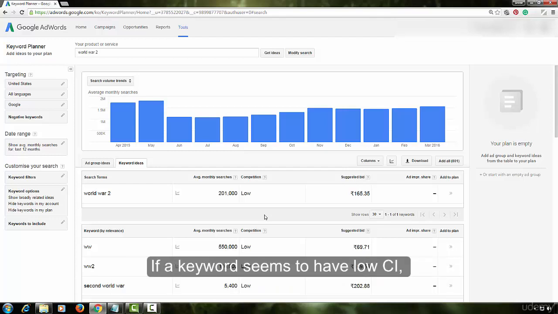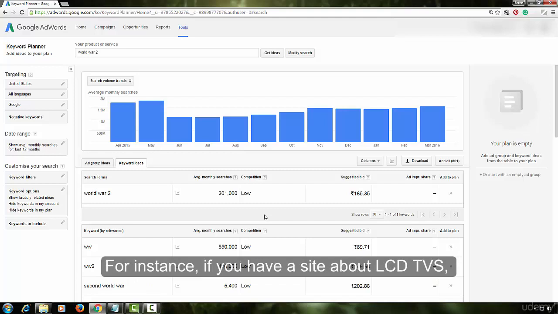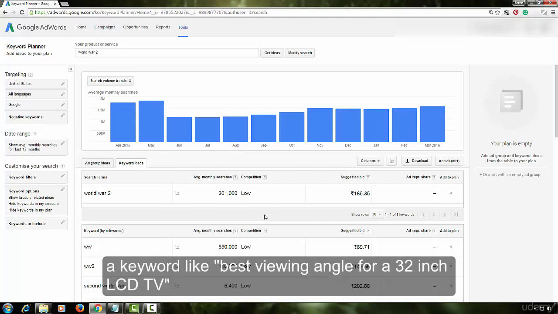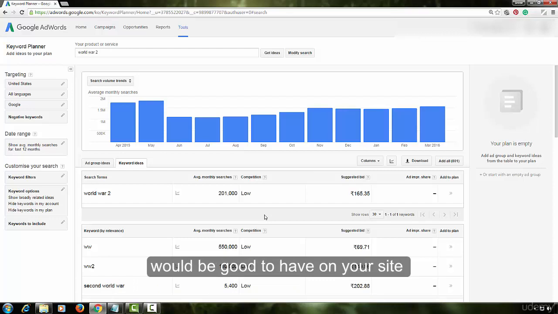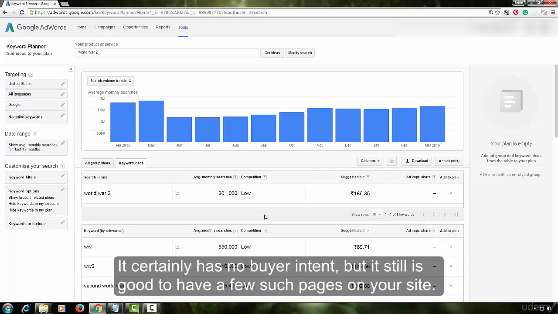If a keyword seems to have low CI, it certainly does not mean you should not have a page built around it on your site. For instance, if you have a site about LCD TVs, a keyword like best viewing angle for a 32-inch LCD TV would be good to have on your site because it provides information your site's visitors may find valuable. It certainly has no buyer intent, but it is still good to have a few such pages on your site.